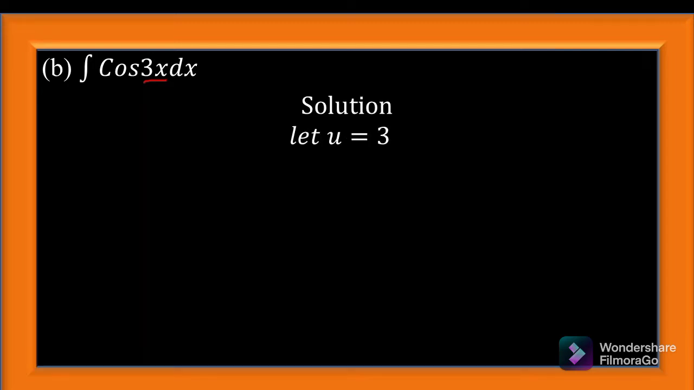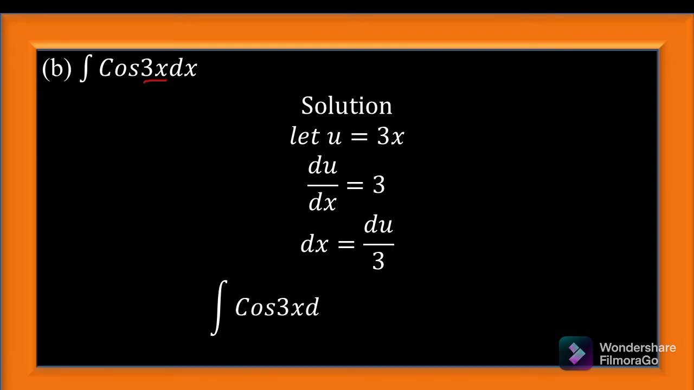So let's say let u be 3x. I differentiate, so du dx is equal to 3. If du dx is equal to 3, I make dx the subject. So you can first cross multiply, then divide both sides by 3. So I'll have dx as du out of 3. Now that dx is du out of 3, I can go on and say our integral of cos 3x dx is equal to the integral of cos of u du out of 3.